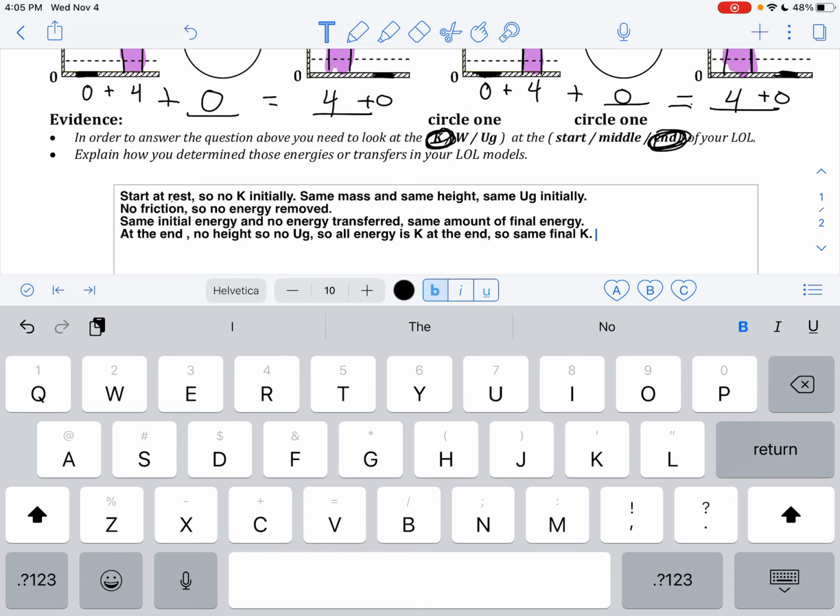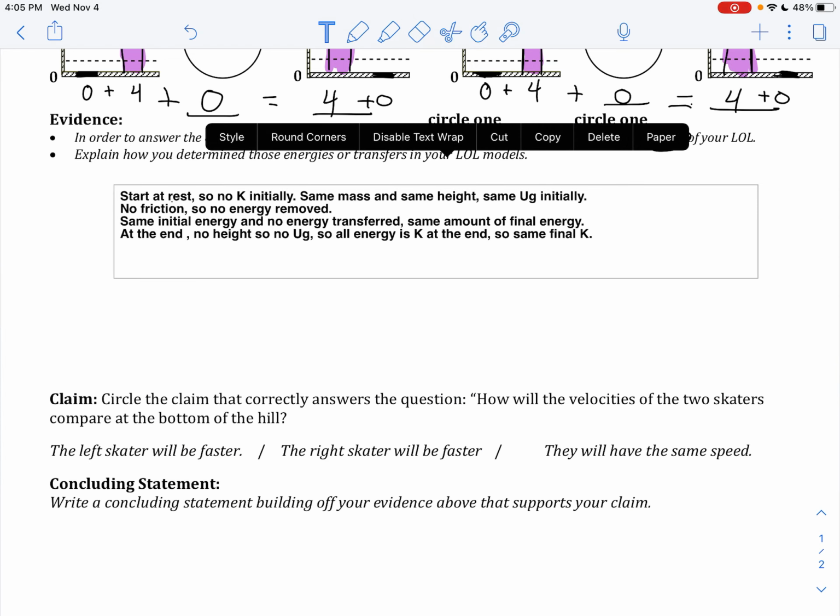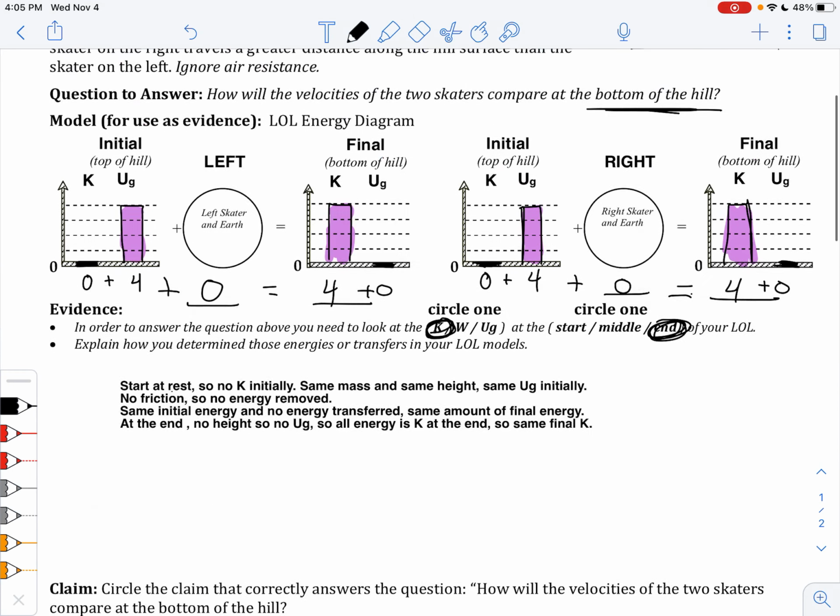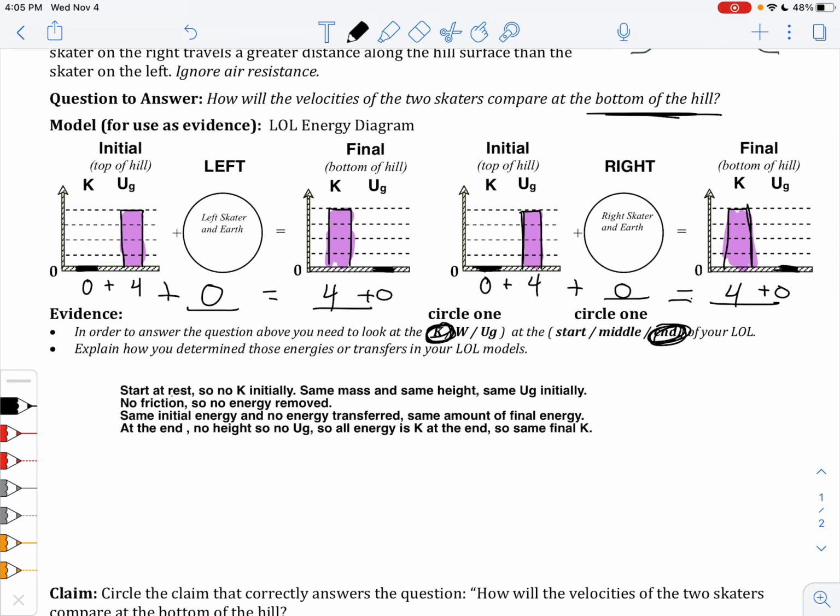So in the third idea, I said they have the same total amount of energy at the end. And then the last one I said, well, all that energy has to be K, so it has to be the same amount of K. But I'm not done yet. Pause the video there if you need to catch up, think about it, write down questions.